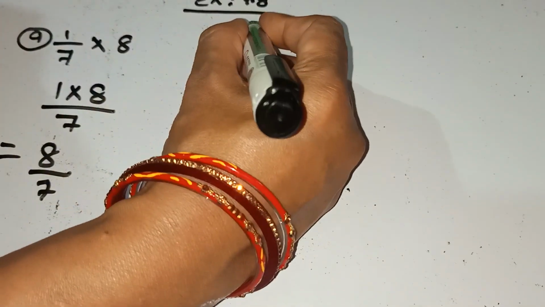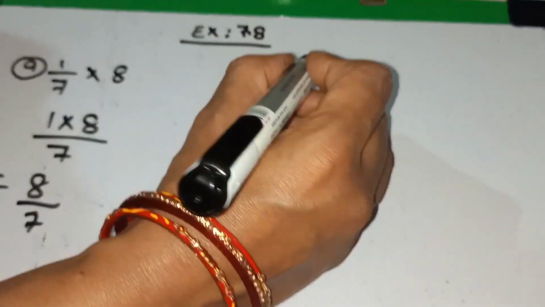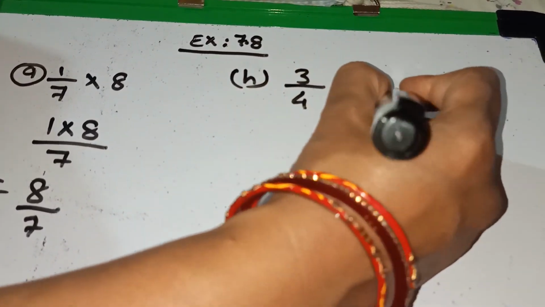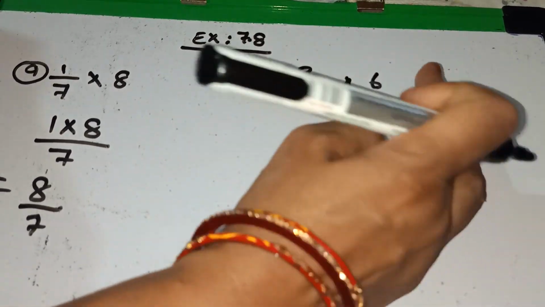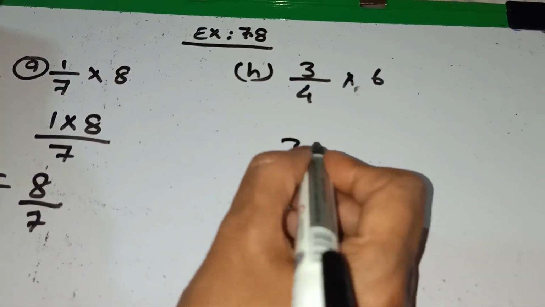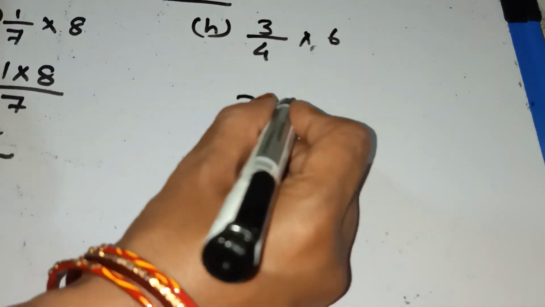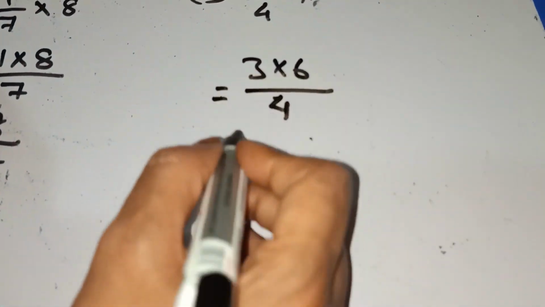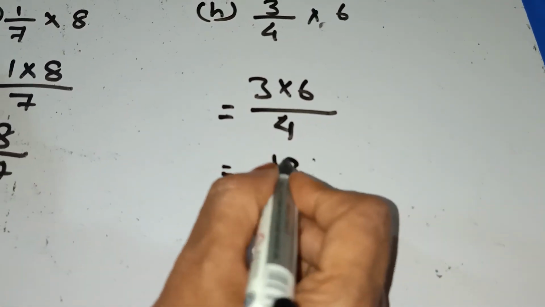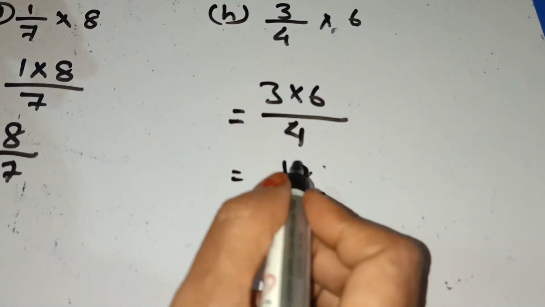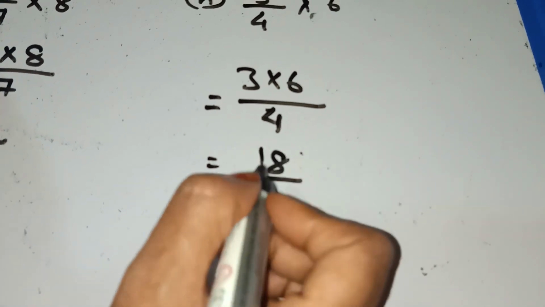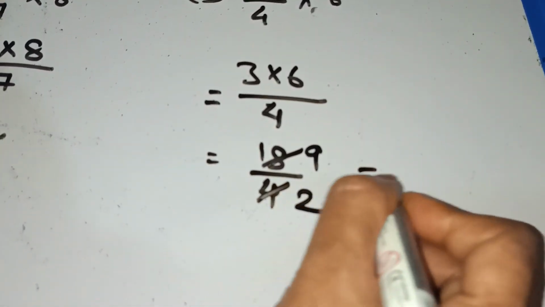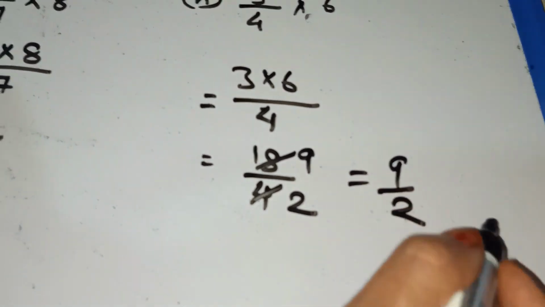Suppose another number, question number C I am taking. 3/4 multiplied by 6. So what can you do? 3 × 6/4, and 3 6s are 18/4. Are you seeing in the 2 table, 2 and 18 are coming? So 2 9s are 18, 2 2s are 4. 9/2 is the answer of this question.